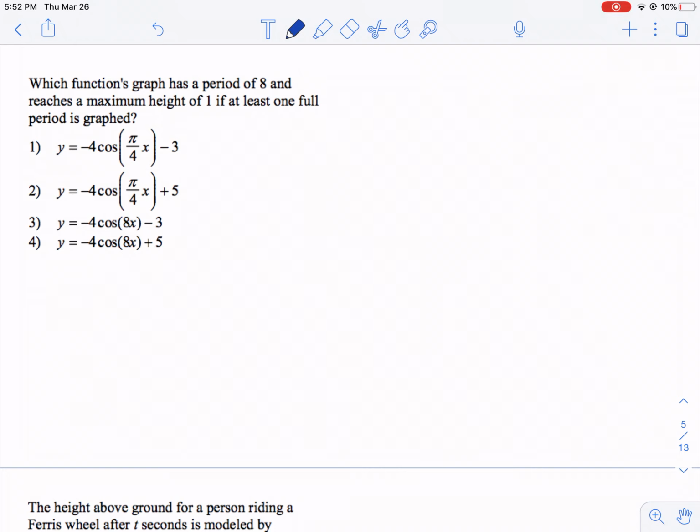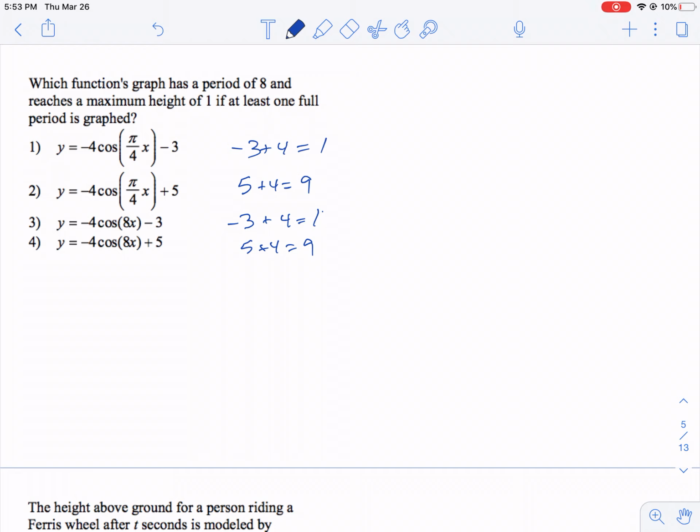Which function's graph has a period of 8 and reaches a maximum height of 1 if at least one full period is graphed? Alright, so if you want a maximum height, you take your midline and add your amplitude. So negative 3 plus 4, well, the maximum is 1. 5 plus 4, the maximum is 9. Negative 3 plus 4 is 1, and 5 plus 4 is 9. So, gee, they all have a maximum height of at least 1.